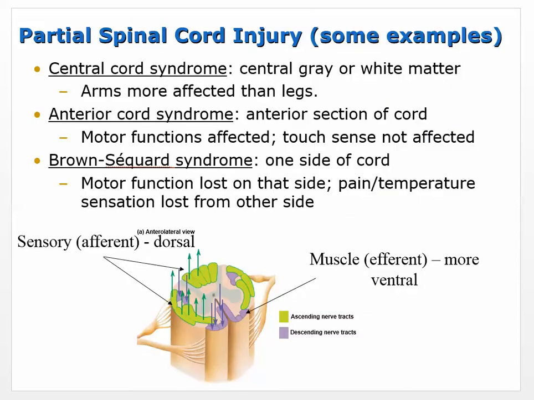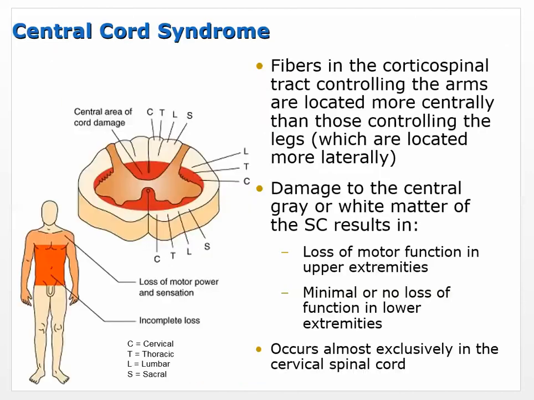All right, so let's get into a few examples. Central cord syndrome is one of them that we'll talk about. Anterior cord syndrome, so central cord is the center. Anterior cord means that you've damaged the anterior part of the cord, and then the Brown-Séquard that I just mentioned. Okay, so central, let's talk about that first.